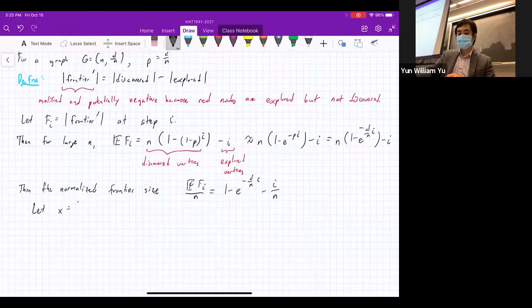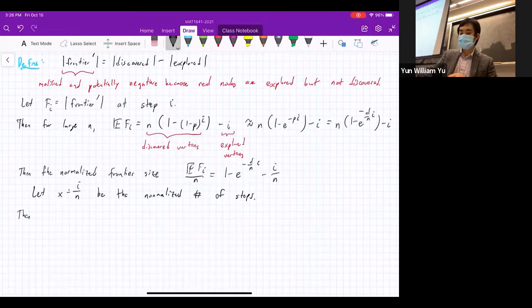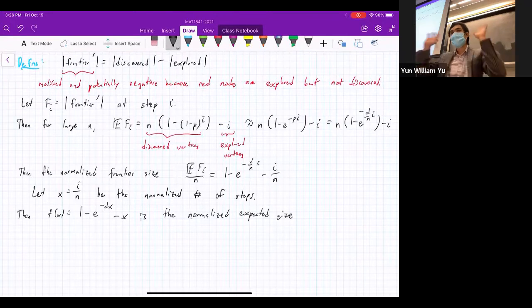And then we're going to let x be equal to i over n. So here is the variable that we care about doing concentration inequalities on. So we're going to let this be the normalized number of steps. Well, f of x is equal to 1 minus e to the minus dx, minus x, is the normalized expected size of the frontier. Where frontier here is in quotes, since it's the frontier of this modified process.